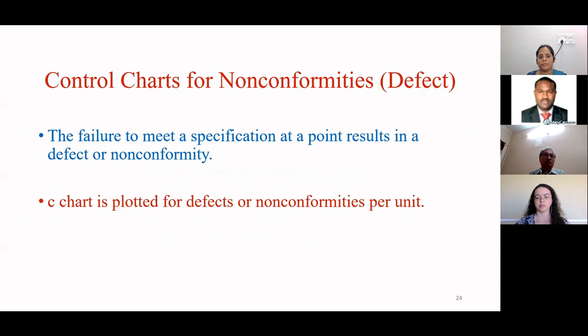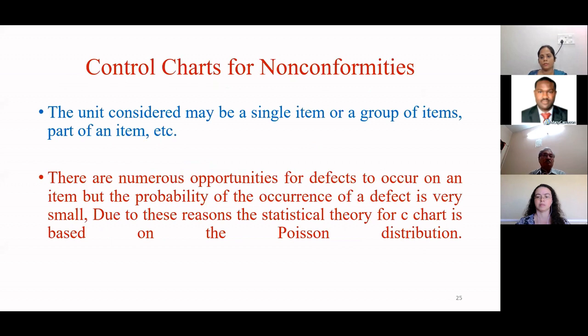Next. Now control charts for non-conformity defects. Failure to meet a specification at a point results in a defect or non-conformity, and the C chart is plotted for defects or non-conformities per unit. The unit may be a single unit or a group of items, a part, etc. There are numerous opportunities for defects to occur on a given item, but the probability of occurrence of a defect is very small. Due to these reasons, the statistical theory for the C chart is based on the Poisson distribution.